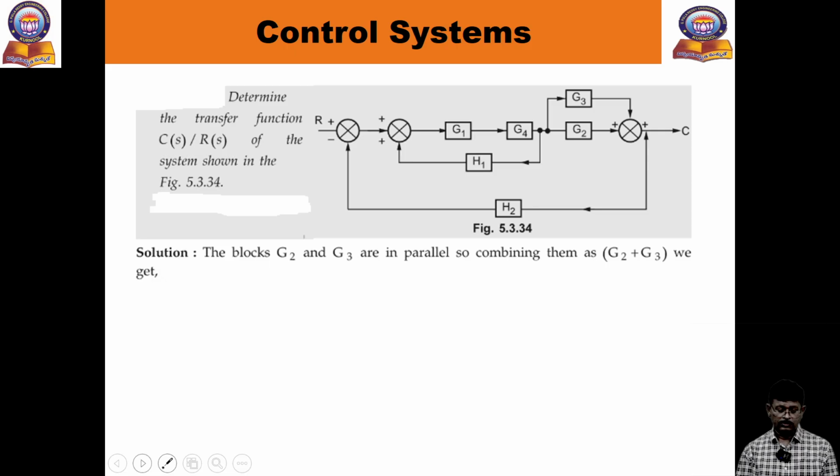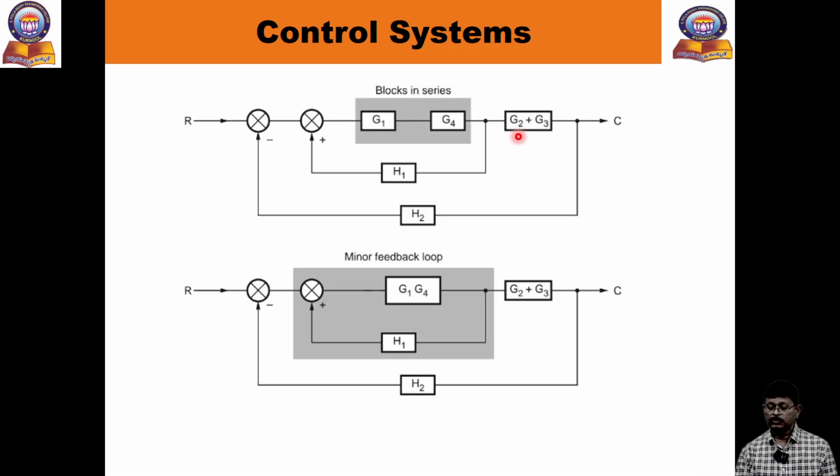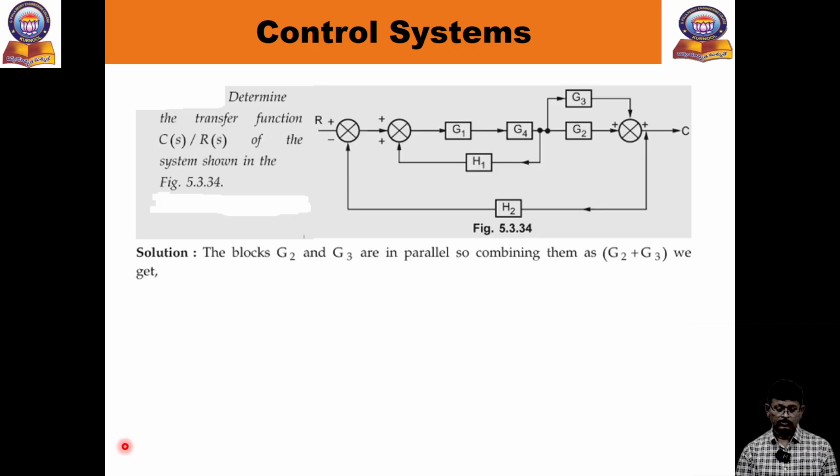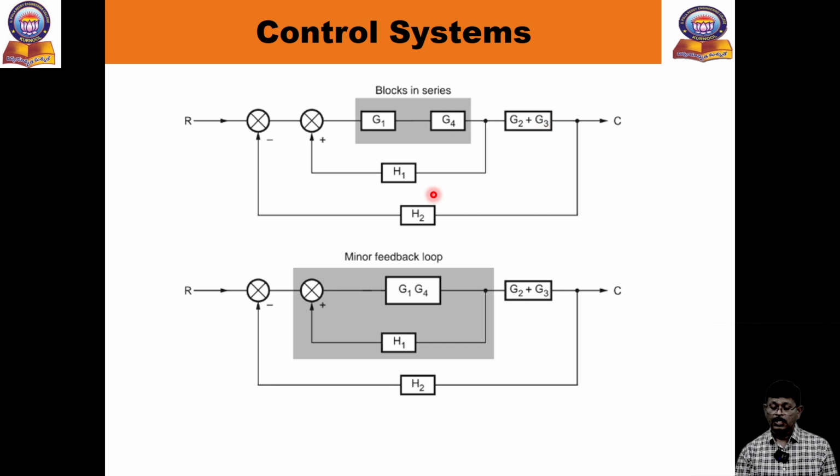Okay. So now you see G1 plus G2, G3. So the previous diagram is converted to only a single diagram. G2 plus G3, then simply we get G2 plus G3. Again you can observe here, this is inside one closed loop.